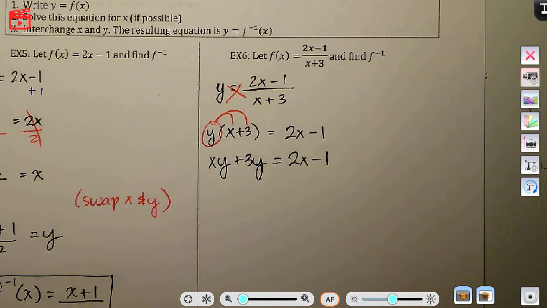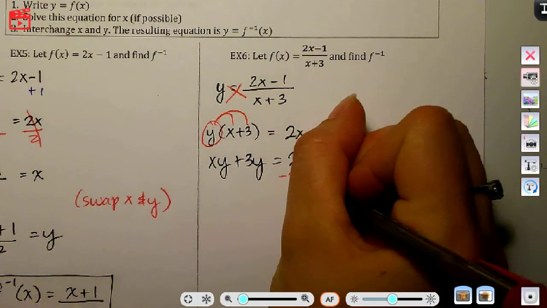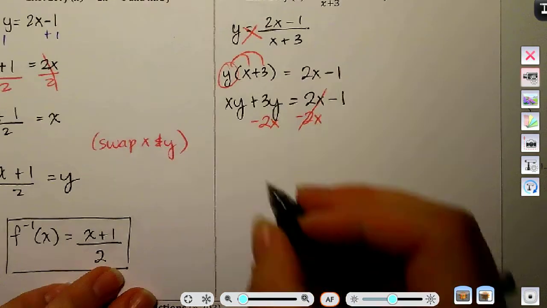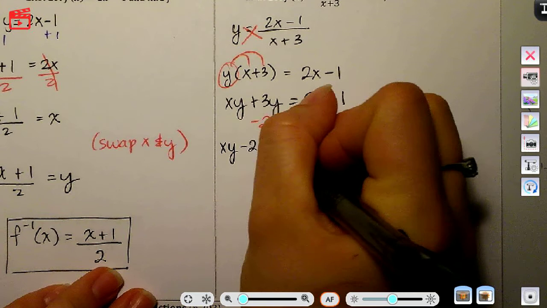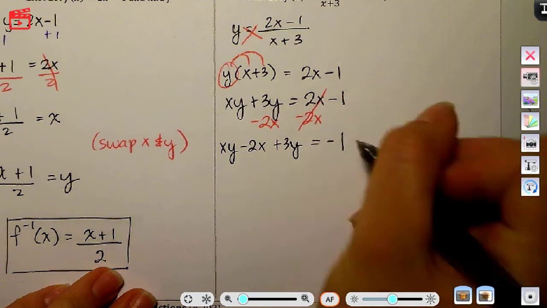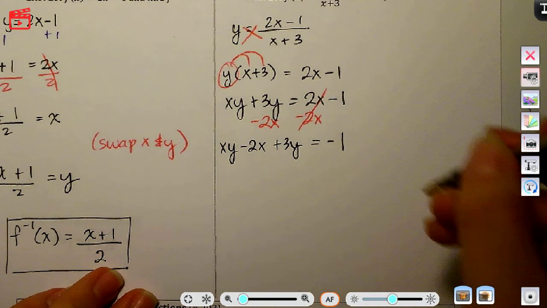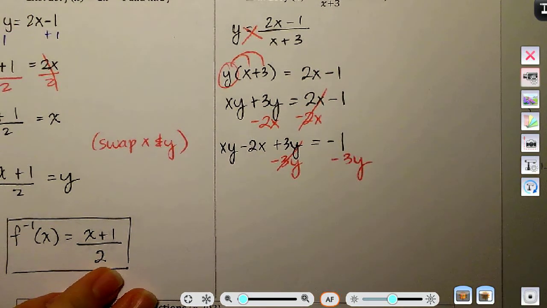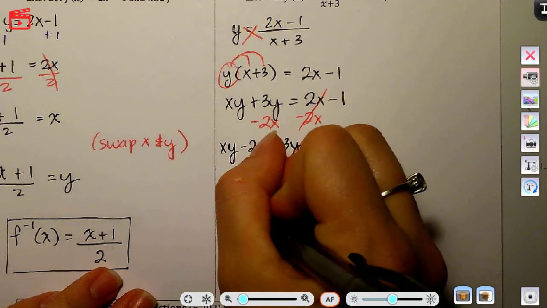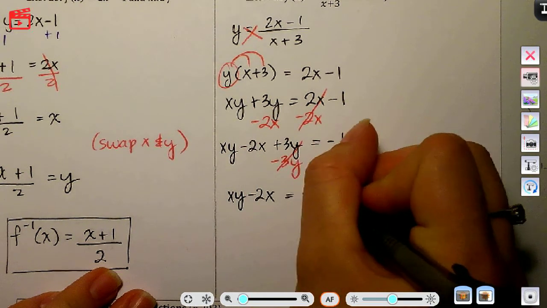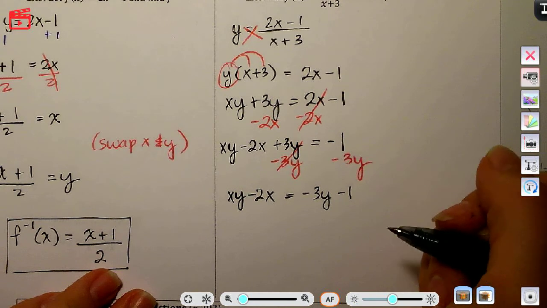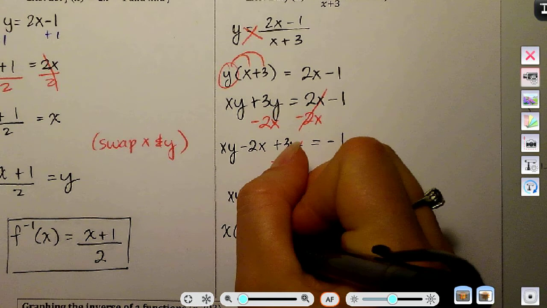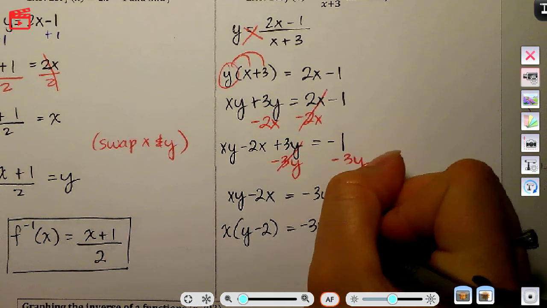Let's get the x's on one side. So I'll subtract the 2x from both sides. So xy minus 2x plus 3y equals negative 1. My goal still is to get the x by itself, so I'll subtract the 3y from both sides. And I have xy minus 2x equals negative 3y minus 1. So to get x to appear once, I will factor out the x, and I'm left with y minus 2 equals negative 3y minus 1.